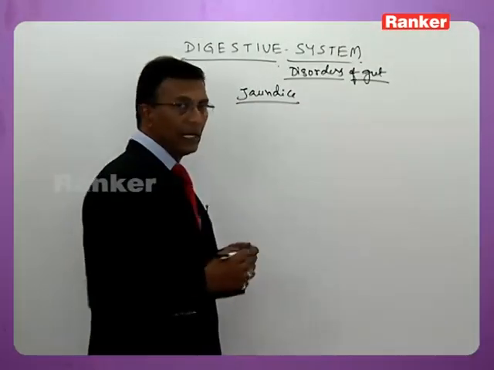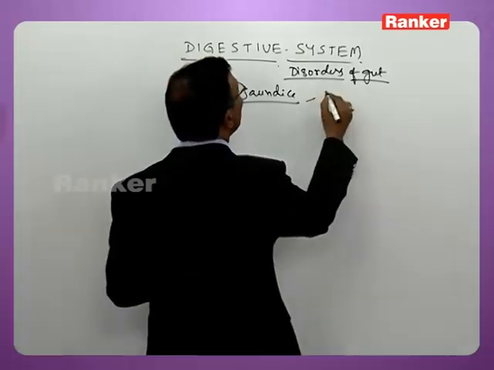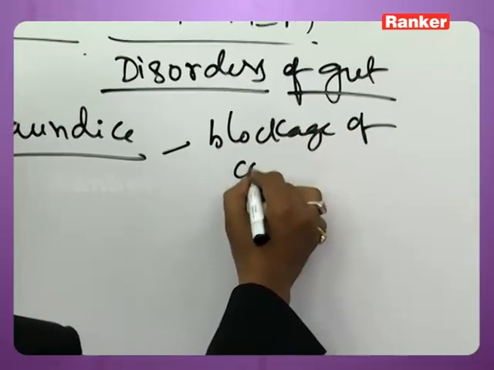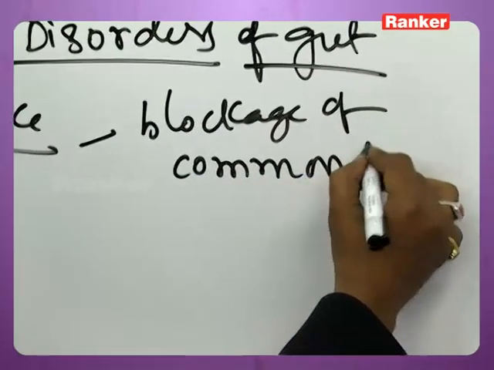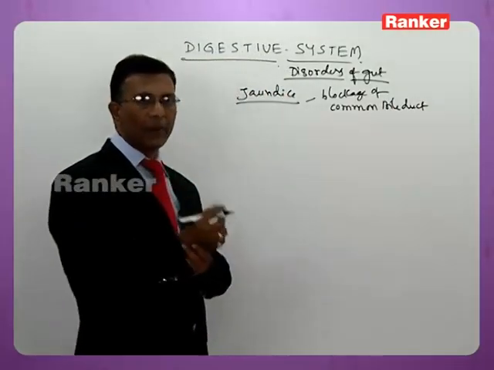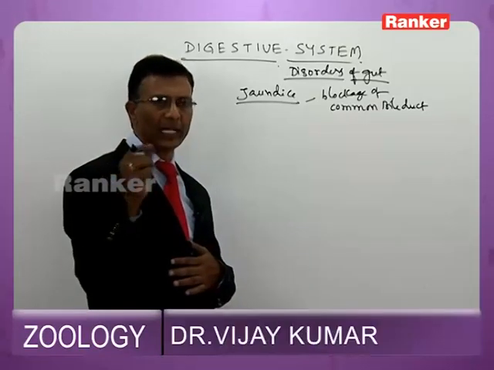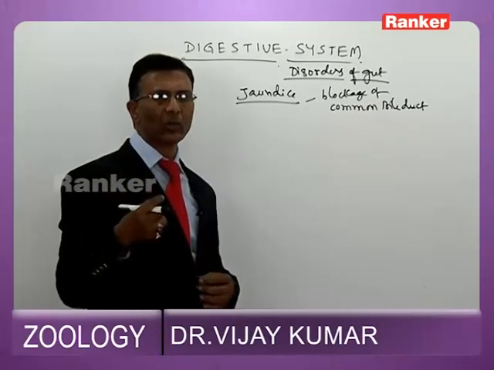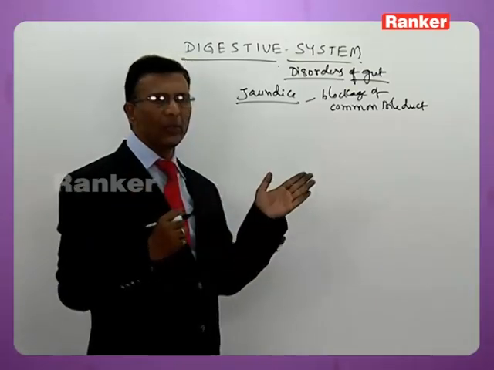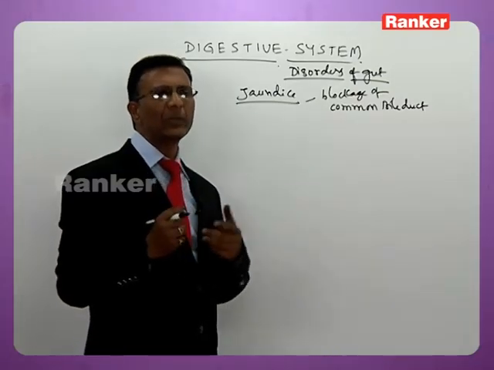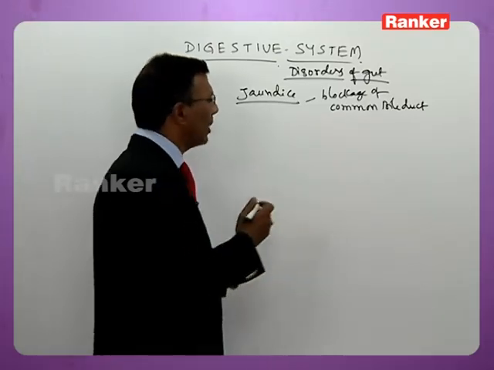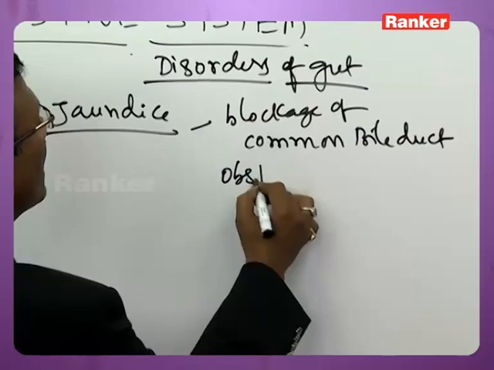Jaundice is caused due to blockage of the common bile duct. Sometimes the common bile duct, which carries the bile juice, gets blocked due to the formation of gallstones or calcium oxalates or cholesterol. As a result, the bile juice, instead of entering the duodenum, diffuses into surrounding blood vessels and mixes with the blood, thereby causing jaundice, which is called obstructive jaundice.